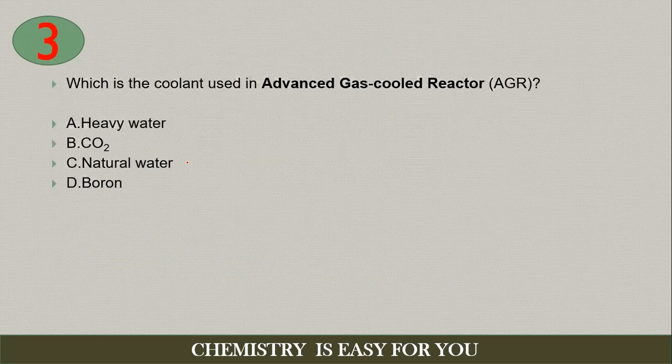Now let's go to the third question. Which coolant is used in the advanced gas cooled reactor, or AGR? Why do we have a reactor question here? Because we know the F block elements are radioactive, so this question is important. The question is self-explanatory if you consider all the options. It is an advanced gas cooled reactor, so the answer would definitely be option B, carbon dioxide, which is a gas.